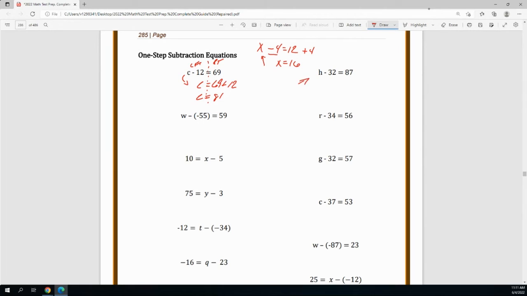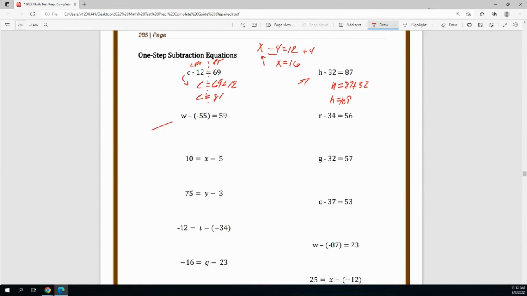Let's do this one here. You notice that you have h and you're taking 32 from it. So we're going to do the opposite of taking 32 from h. We're going to add 32 to the other side. So I have 87 and I add back 32. Then that missing number is actually worth 109.